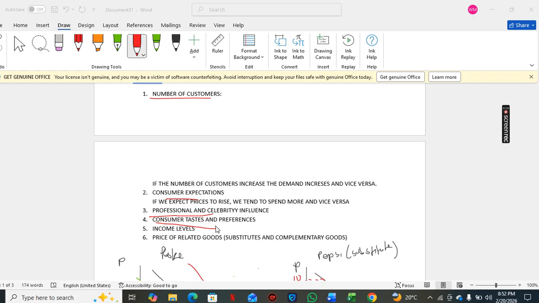Income levels. If income levels rise, people have got more disposable income, demand will increase because they're buying more of your good. If income levels drop, it means disposable income drops. Disposable income is just money to spend. If disposable income drops, people buy less of your good, demand drops.